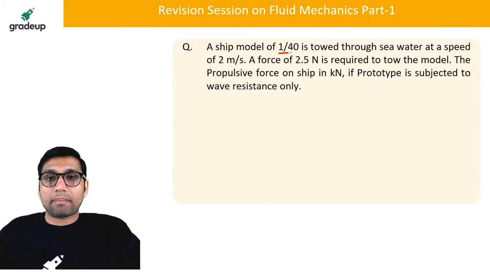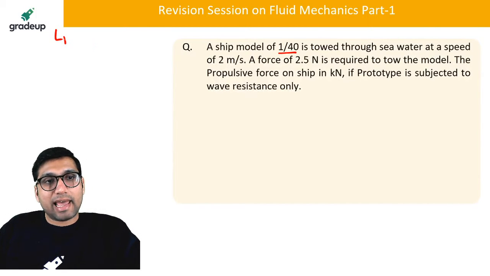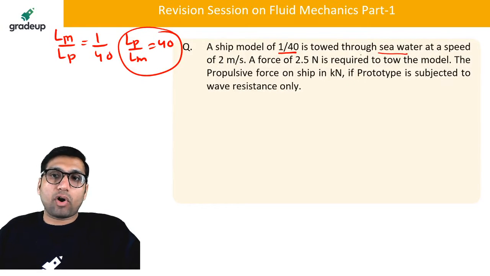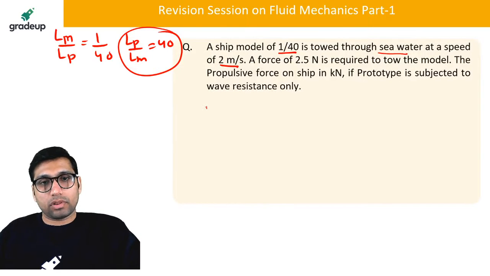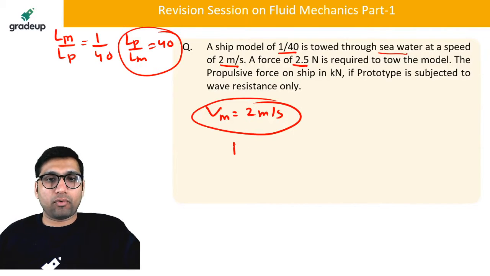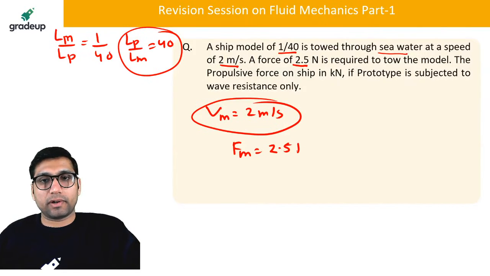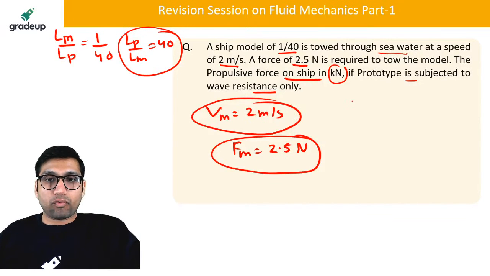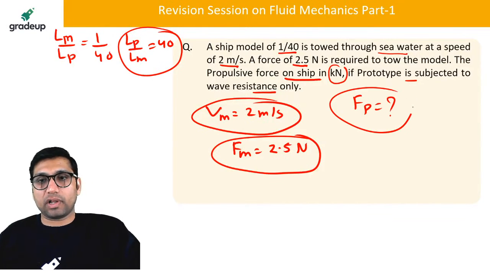A ship model of 1 by 40. What is the meaning of this? Lp by Lm is not given; Lm by Lp is equal to 1 by 40 is given. So Lp by Lm will be 40. It is towed through sea water at a speed of 2 meters per second, so velocity of the model is 2 meters per second. A force of 2.5 Newton is required to tow the model, so force of the model is 2.5 Newton. The propulsive force on the ship in kilonewton, in the prototype, is subjected to wave resistance only. You have to find the force in the prototype in kilonewton.